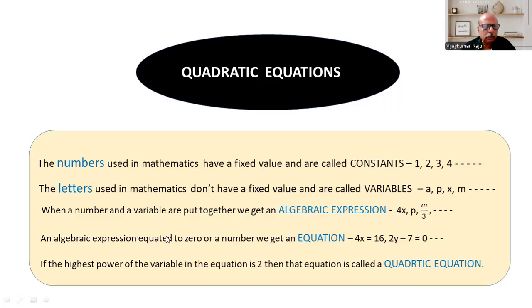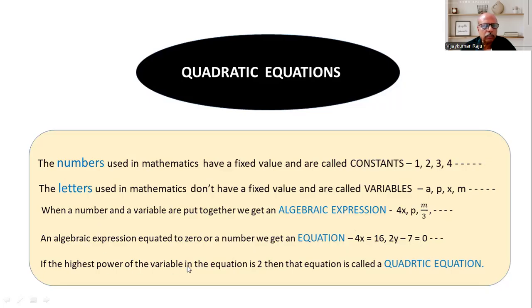When an algebraic expression is equated to 0, or to some number, we get what is called an equation. 4x is equal to 16. So we have equated this expression to a number 16. So this is an equation. 2y minus 7 is equal to 0. This is an equation.